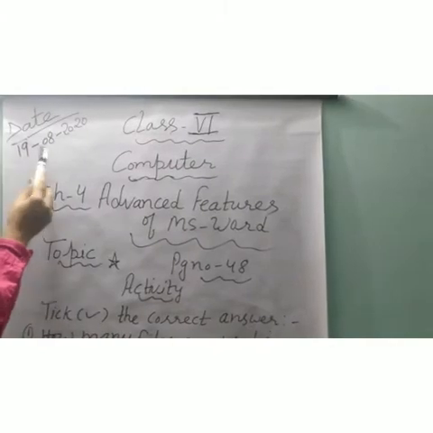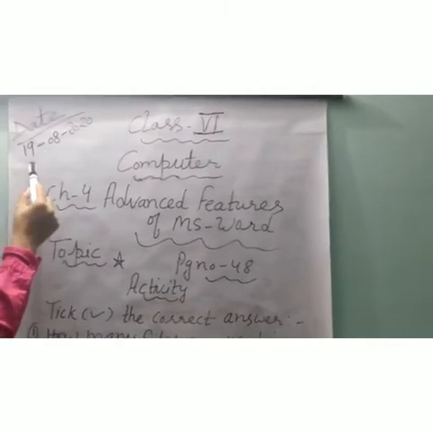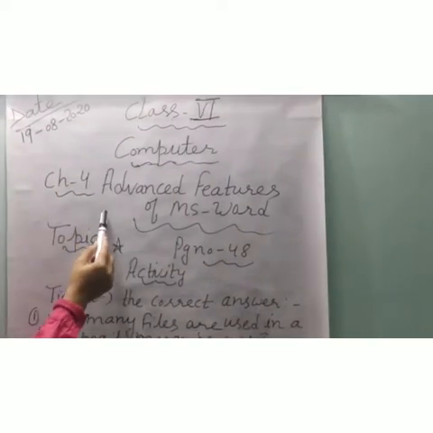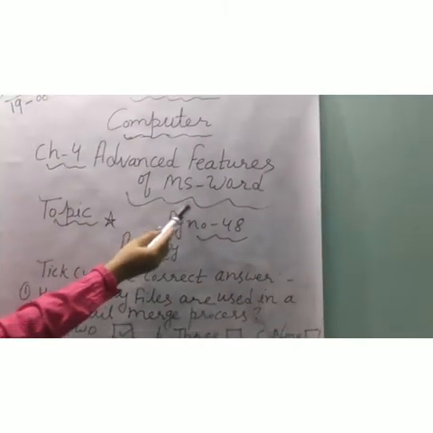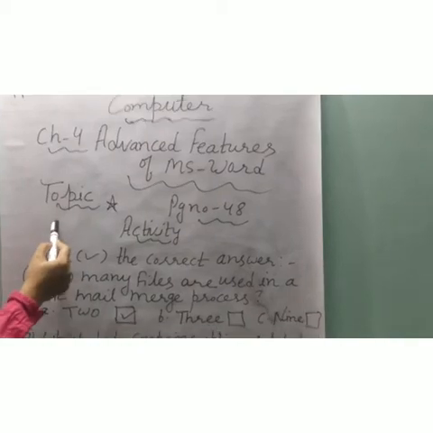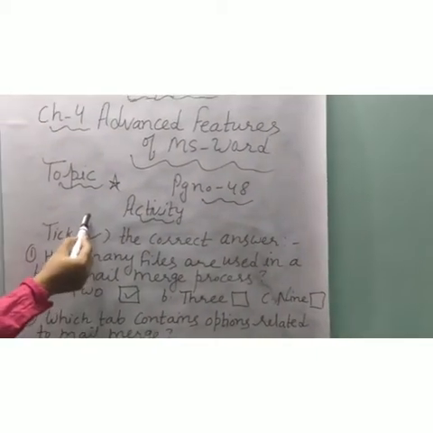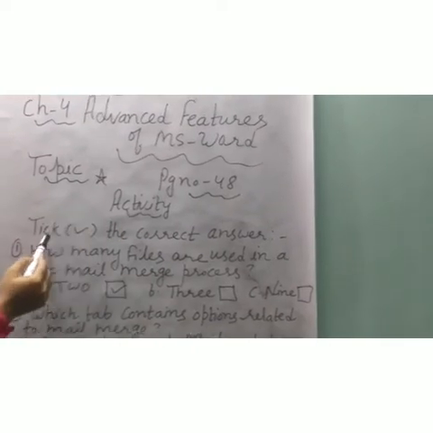Class 6, what's the date today? Today is 19th August 2020. So, your chapter number 4, Advanced Features of MS Word. And your today's topic, starting page number 48, open everyone, and this is an activity.